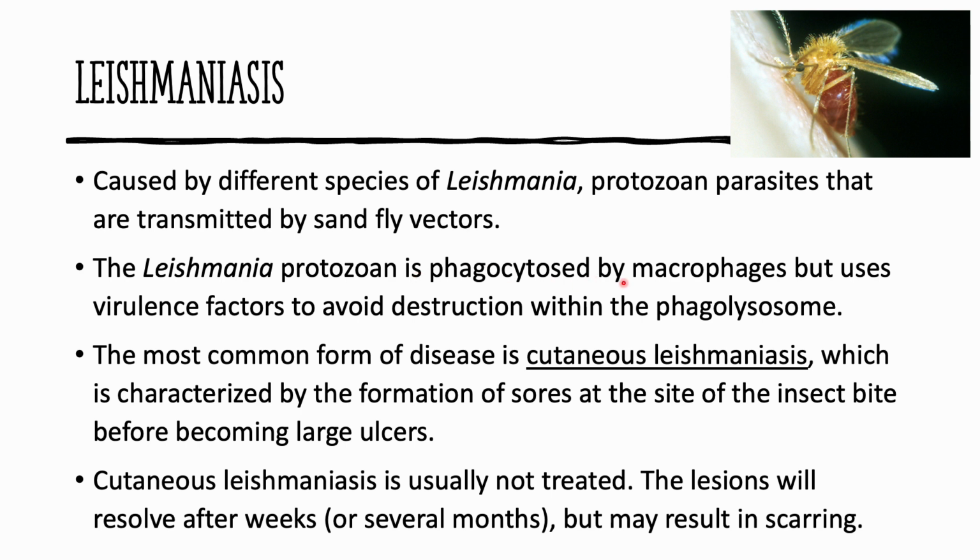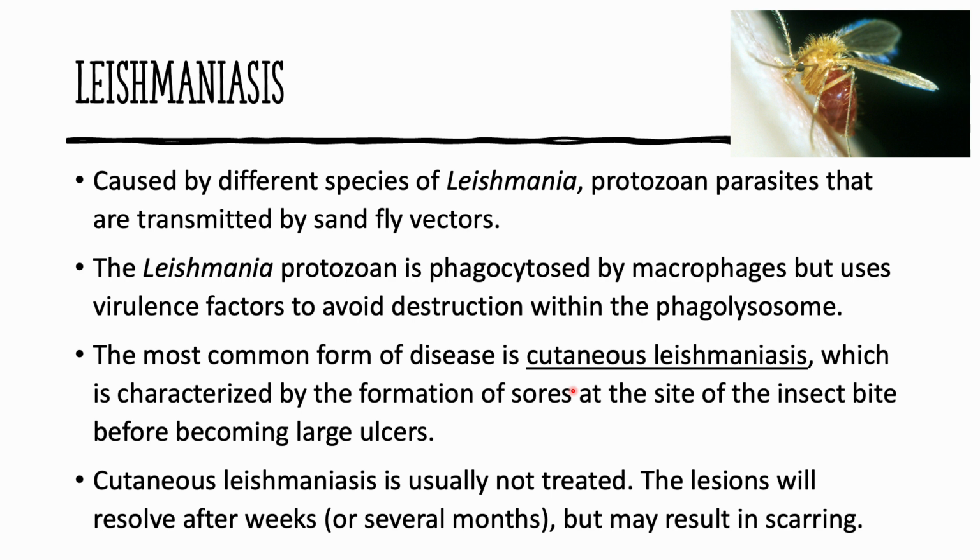It does get phagocytized, or eaten up, by macrophages because your immune system sees it as foreign, but it has virulence factors to avoid being destroyed once it has been phagocytized. So it gets eaten up, and then it actually uses that macrophage as part of its life cycle. The most common form of leishmaniasis is cutaneous leishmaniasis, and that forms an ulcer on your skin at the site of infection. But there are other forms of leishmaniasis.